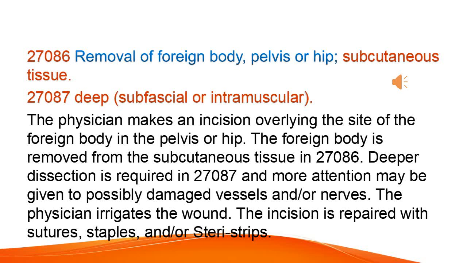Removal of foreign body, pelvis or hip, subcutaneous tissue, deep, subfascial or intramuscular. The physician makes an incision overlying the site of the foreign body in the pelvis or hip. The foreign body is removed from the subcutaneous tissue. In 27086, deeper dissection is required. In 27087, more attention may be given to possibly damaged vessels and/or nerves. The physician irrigates the wound. The incision is repaired with sutures, staples, and/or Steri-Strips.